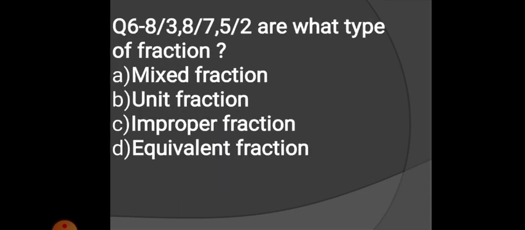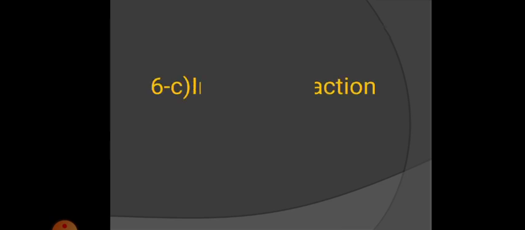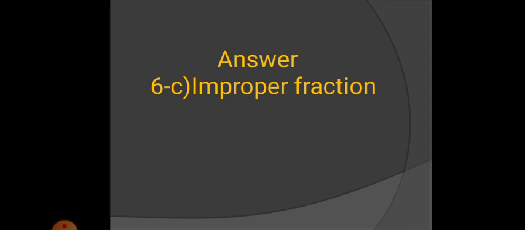Now the question number 6. 8 upon 3, 8 upon 7, 5 upon 2 are what type of fraction? Options are A mixed fraction, B unit fraction, C improper fraction, D equivalent fraction. Now what is the answer of the question? Let's check. The answer is option C improper fraction. Now let's move to another question.